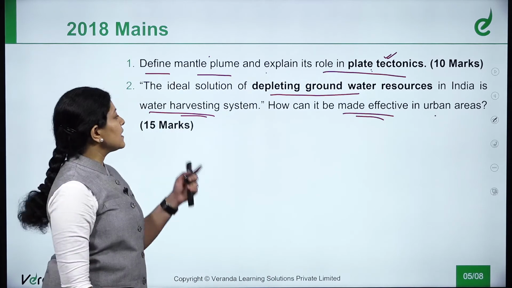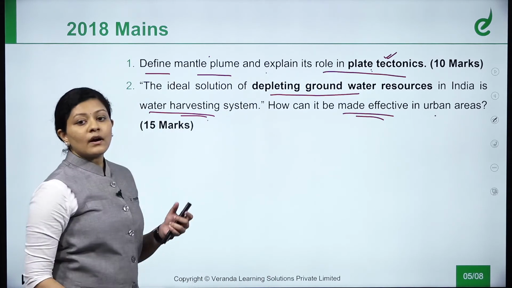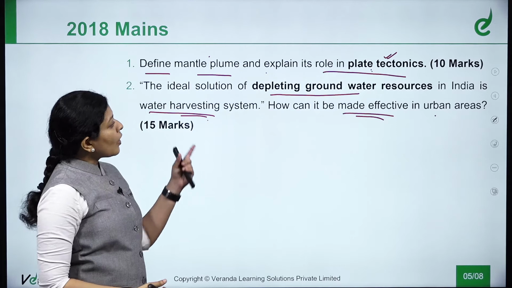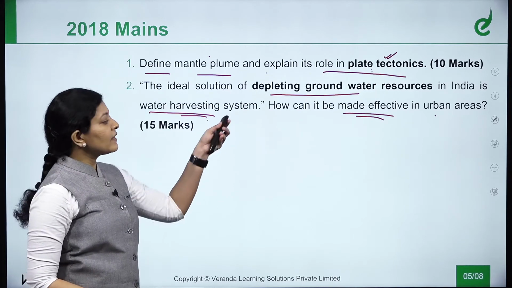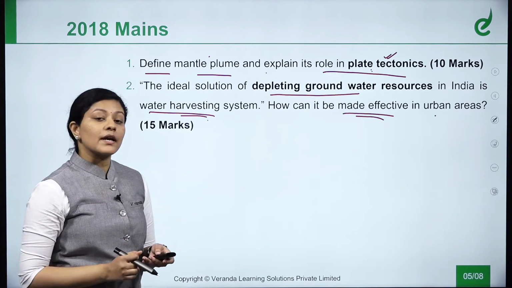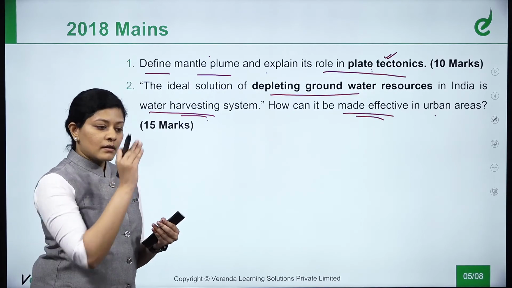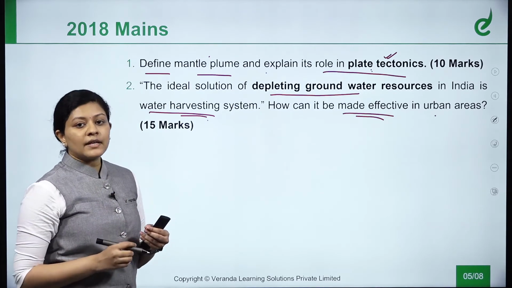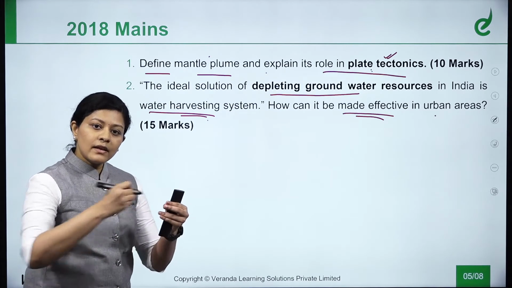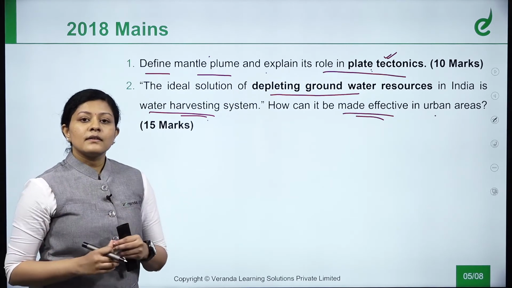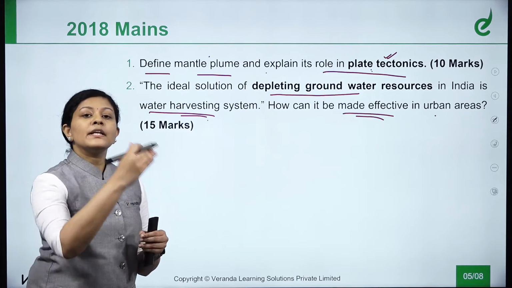Because of urbanization, there is a poor water harvesting system. So how to do this? That is the keyword, and you are supposed to revolve your answer around that particular keyword. Always have a habit of checking the keyword even in the middle of writing the exam. Sometimes while writing we will change course and tend to deviate.